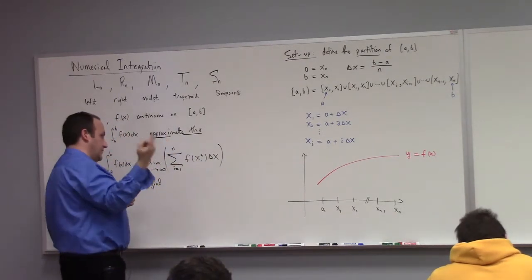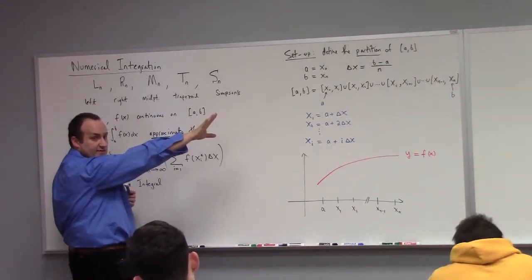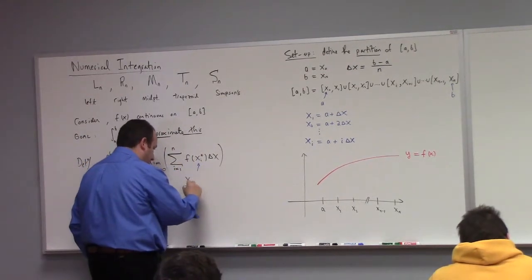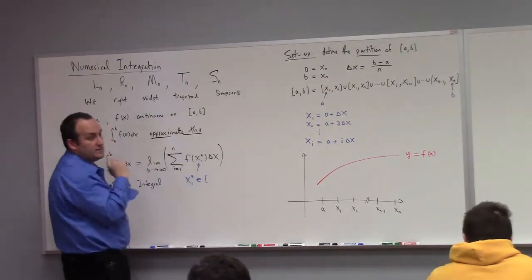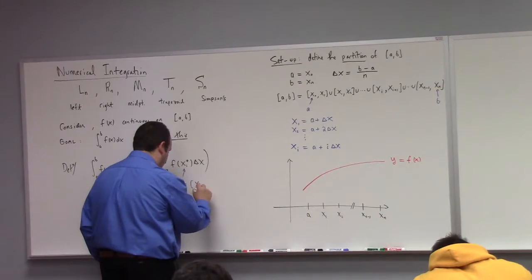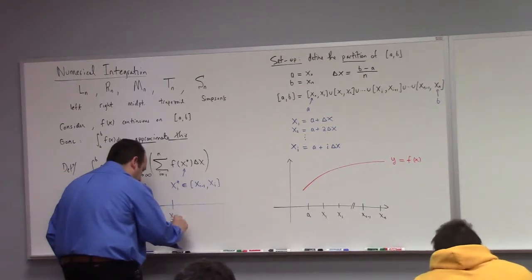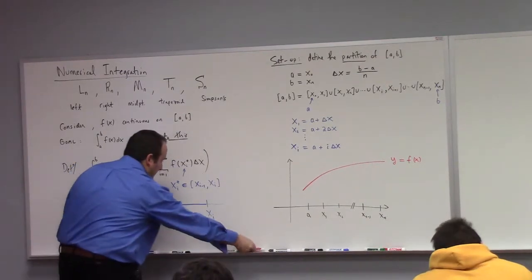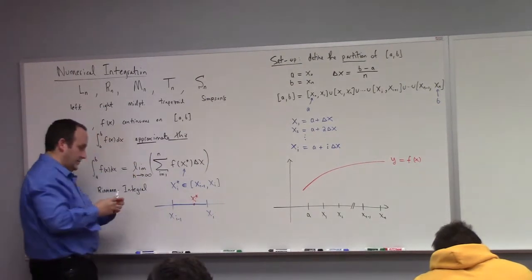Before I draw that picture, and before I move on too far, you might wonder what x sub i star is. In terms of this notation over here, what's x sub i star? It's an element of the i-th subinterval. So it's an element of x sub i minus 1 to x sub i. It's somewhere in there, all right? Here's my x sub i minus 1, here's x sub i. Somewhere in this little subinterval, there's the sample point x sub i star. I'm not sure where it is.